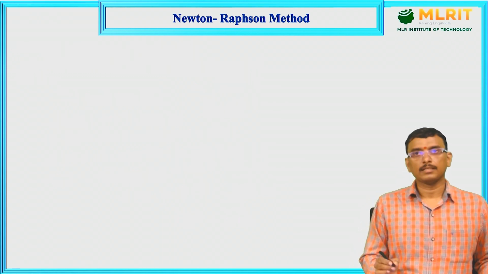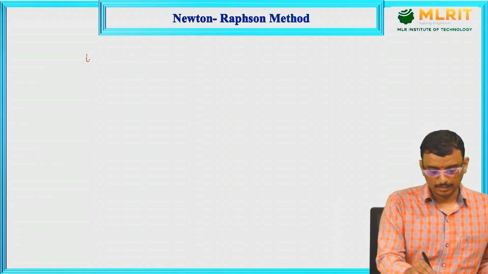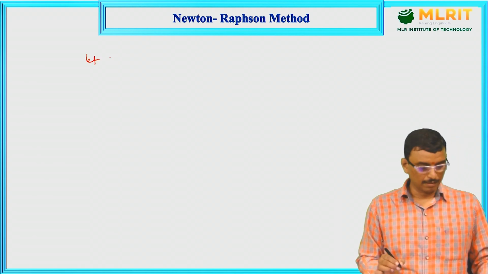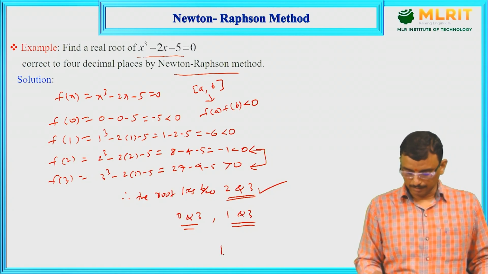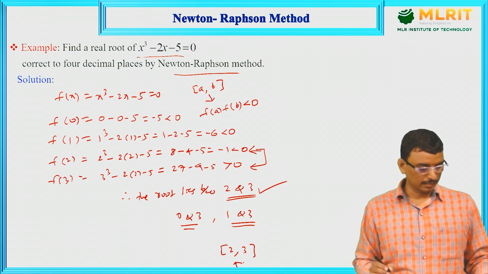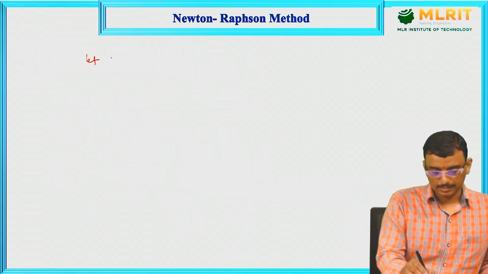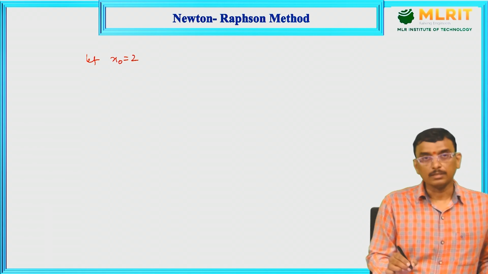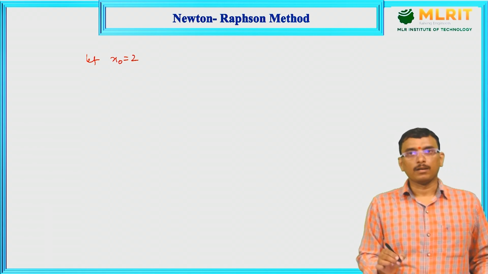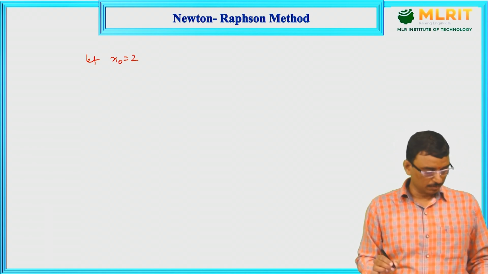Now take the initial guess. We can take any value which lies in the interval 2 and 3. So we can take any value between 2 and 3, or we can take 2. Here I am taking x naught is equal to 2, the initial approximation.